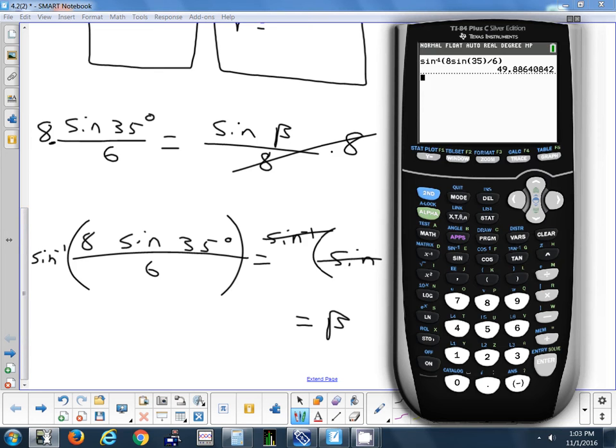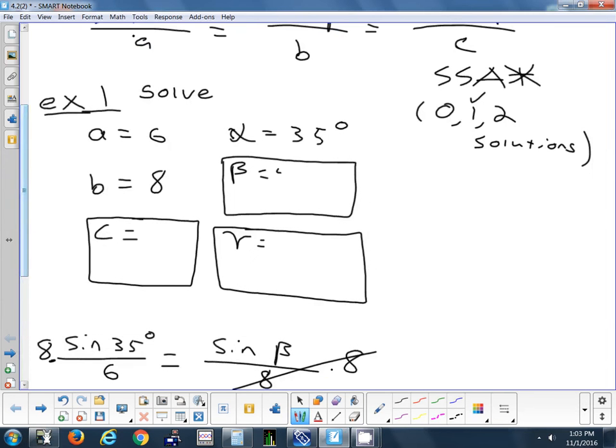All right, so is this a no solution? What do you think, Shannon? No, I just got a solution right there. Okay, 49.886. Okay, that's definitely at least one solution for beta. Okay, so write it down, and I would put it a little higher in that box.